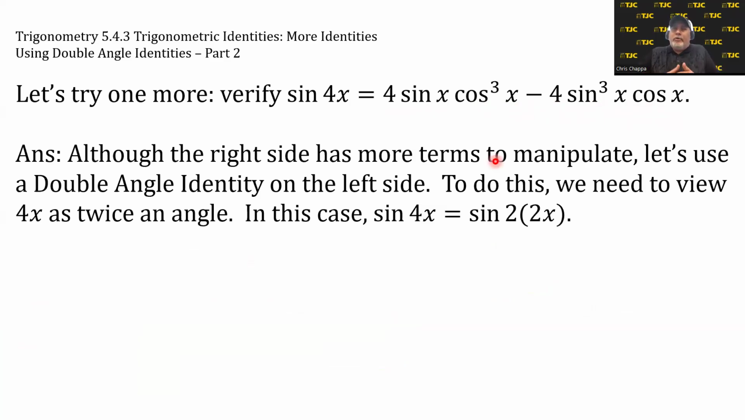Now, normally one of the strategies we use is to pick the more complicated side and try to turn it into the simpler side. But in this case, we're going to start with sine of 4x, and we're going to use a double angle identity on the left side. To do this, we need to view 4x as twice an angle, and in this case, sine of 4x can be viewed as sine of 2 times 2x. And in general, any even number can be viewed as twice a whole number.